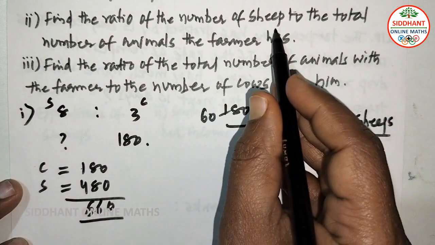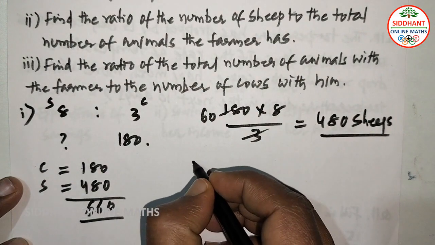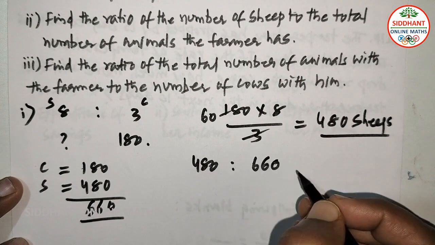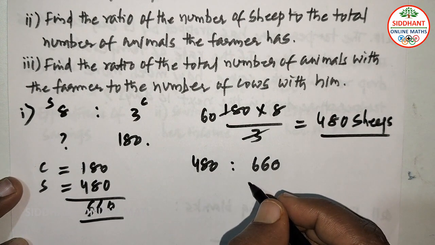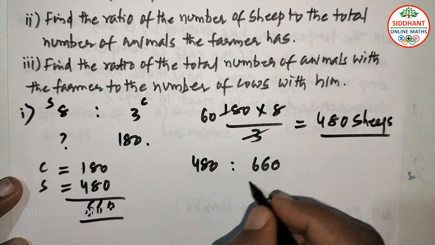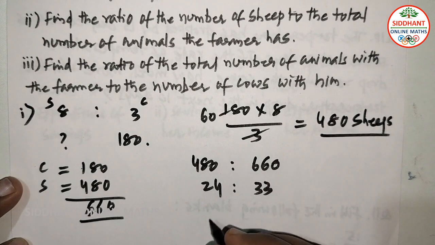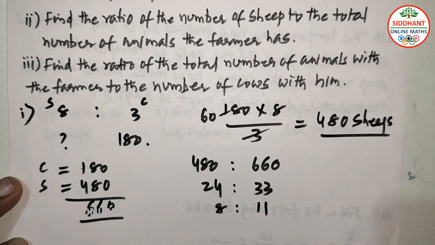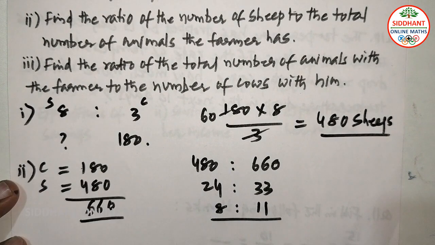They are asking the ratio of number of sheep to total number of animals. So number of sheep are 480 and total number of animals is 660. So when you are going to simplify this, you get 24:33, and after that you are going to see 8:11 here. So the ratio is 8:11. So this is the second one.